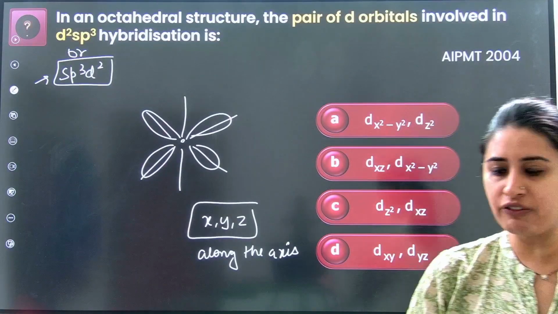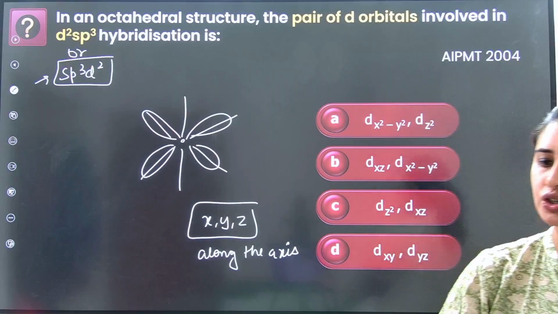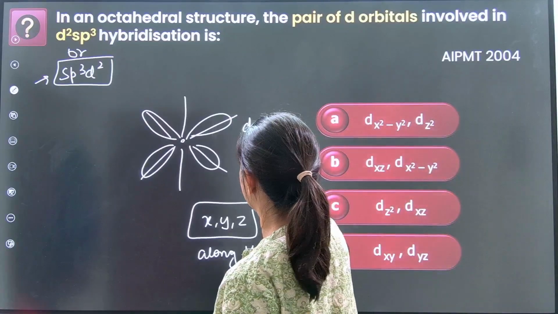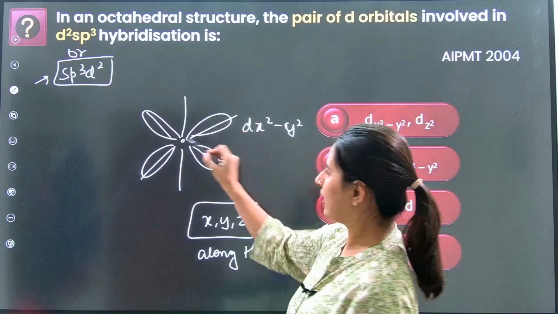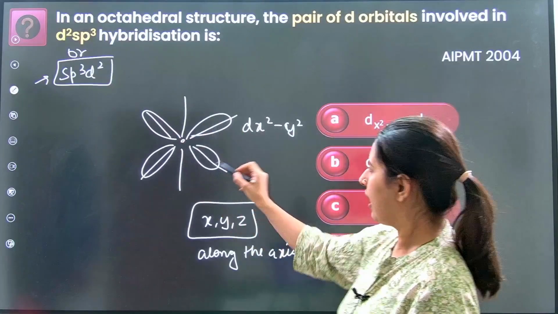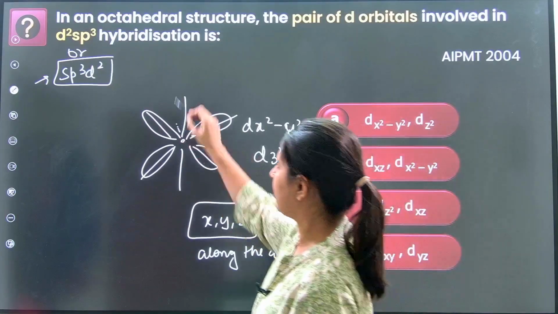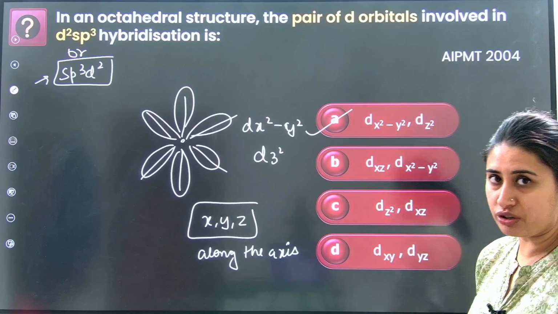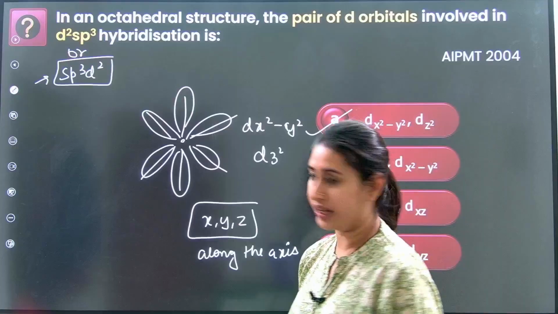And where do we have lobes along the axis? What you guys are saying is absolutely right. In dx2-y2, we have lobes along the x and y axes, and in dz2, we have lobes along the z axis. So the answer is absolutely right. This information will be crucial in CFT going ahead.